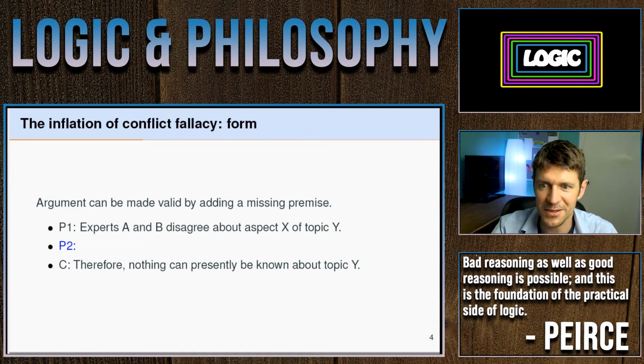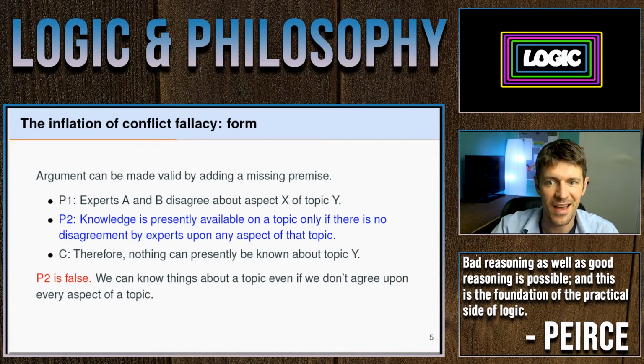Okay, welcome back. So if you guessed that the premise was knowledge is presently available on a topic only if there is no disagreement by experts upon any aspect of that topic. So this is the premise that is almost always unstated that we need to supply in order to make the argument valid. But when we do supply this premise, we can see that this premise is false. That is, we can know things about a topic even if we don't agree upon every aspect of a topic.